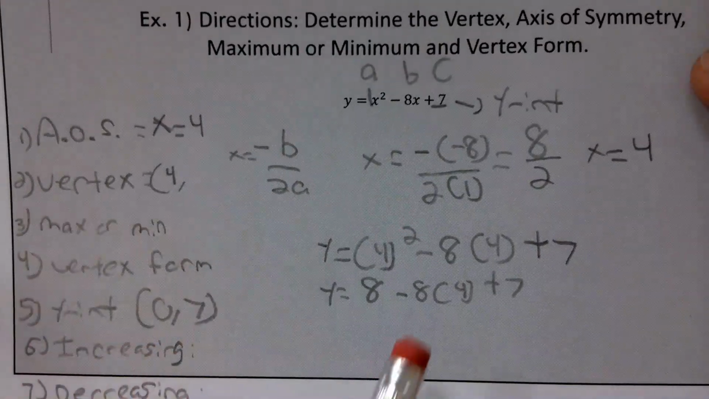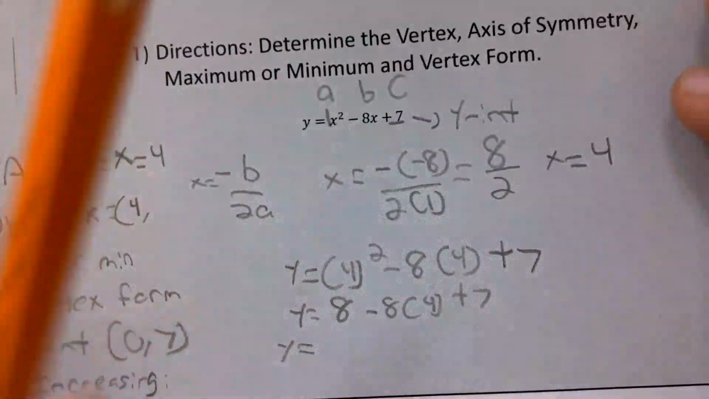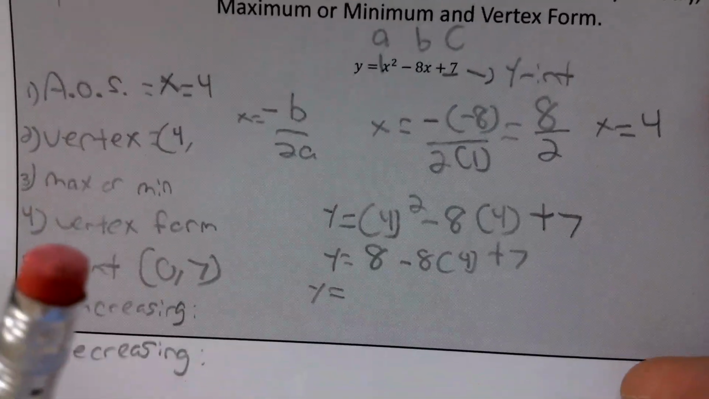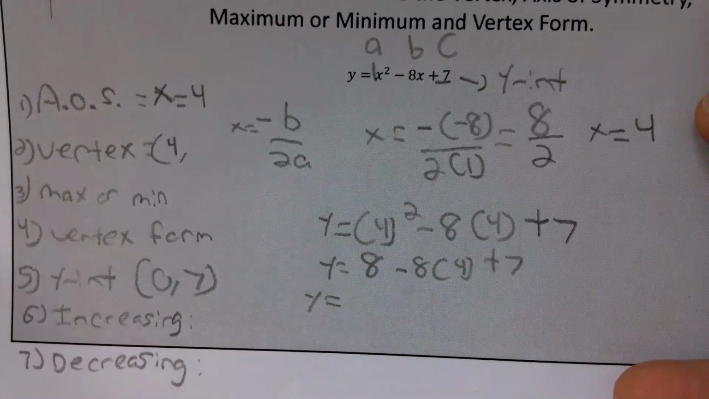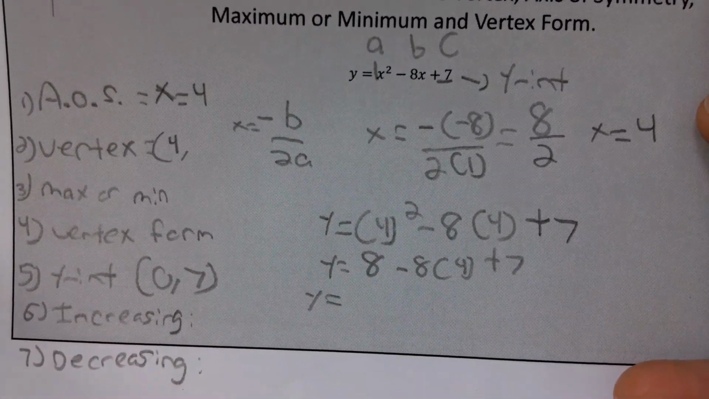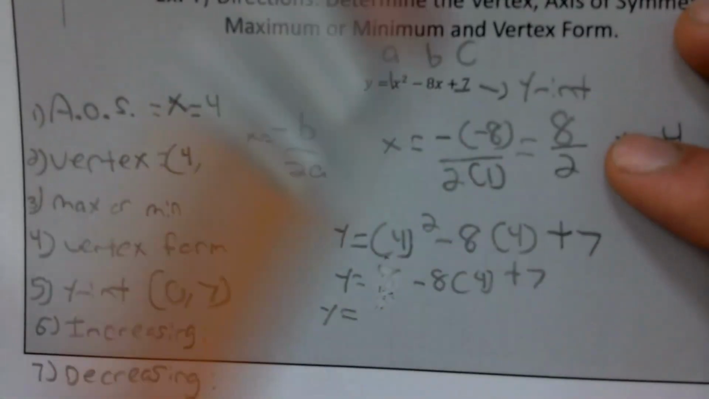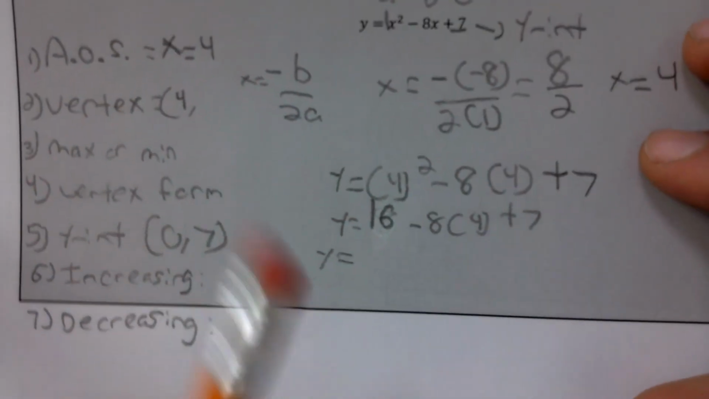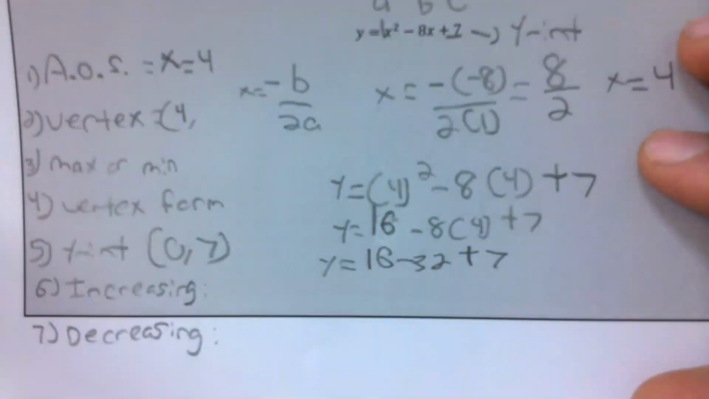Okay. Negative 8 times 4 is the next part, which is going to give me negative 32. I made a mistake, and I already see it. 4 times 4 is 16. I did 4 times 2. 4 times 2 is not 8. 4 times 4 is 16. So let's fix that mistake. I do apologize. That's going to be 16. Right here, negative 8 times 4 is going to be negative 32. So I have 16 minus 32 plus 7.